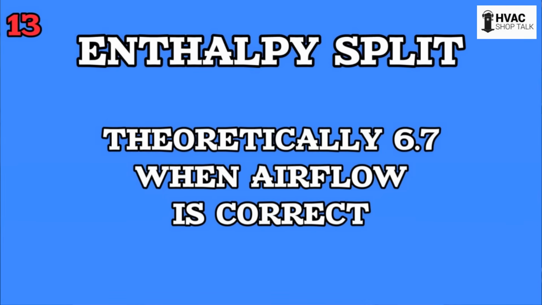Theoretically, it's going to be 6.7 when the airflow is correct. Now it's actually like 6.67, but if you have everything aligned perfectly, 6.7 is where it will be with 400 CFM per ton. That's our nominal CFM per ton that we all talk about. Usually if we have a 2-ton unit, it's going to be 800 CFM; 3 tons, 1200 CFM. Using that method, 400 CFM per ton, which may or may not be where you end up setting something, the enthalpy split should be 6.7.